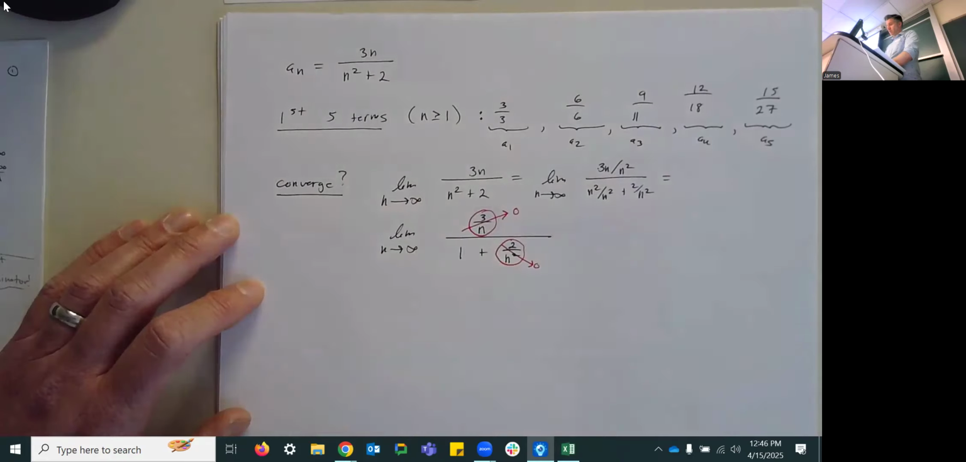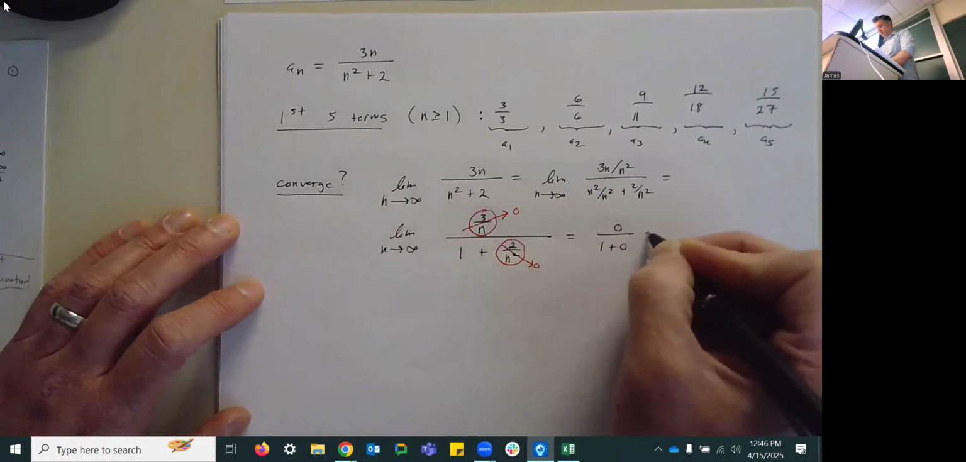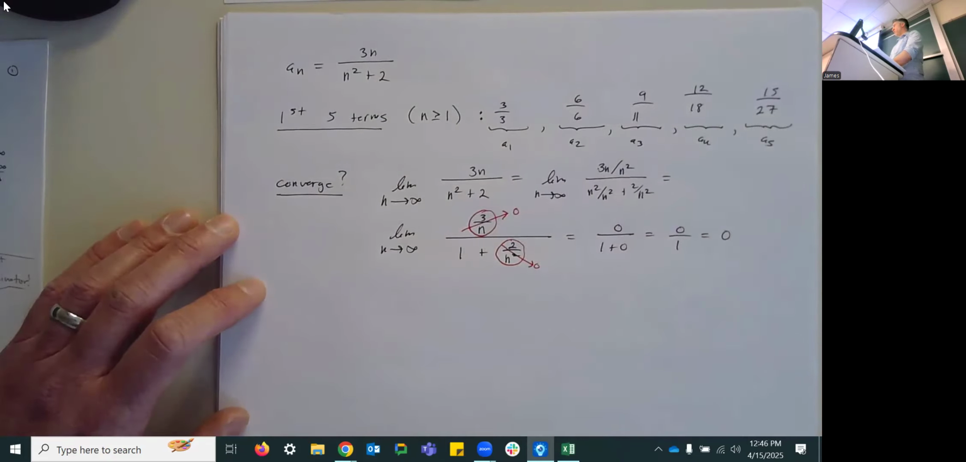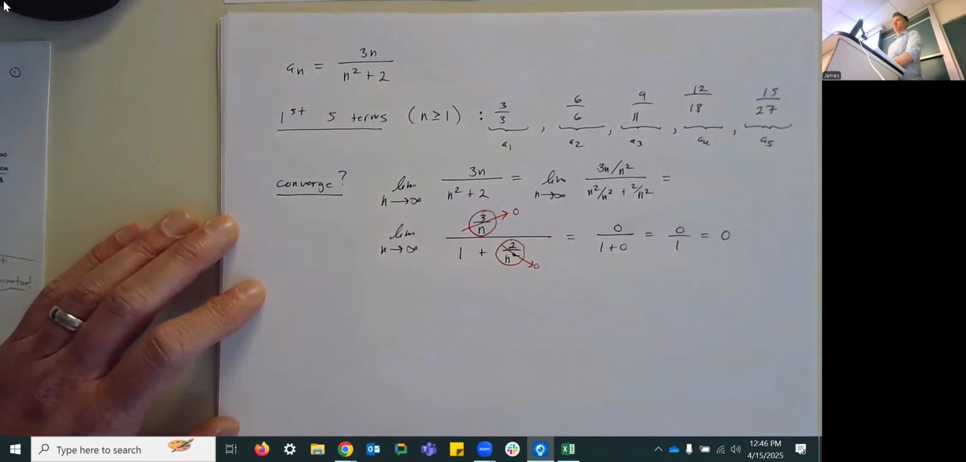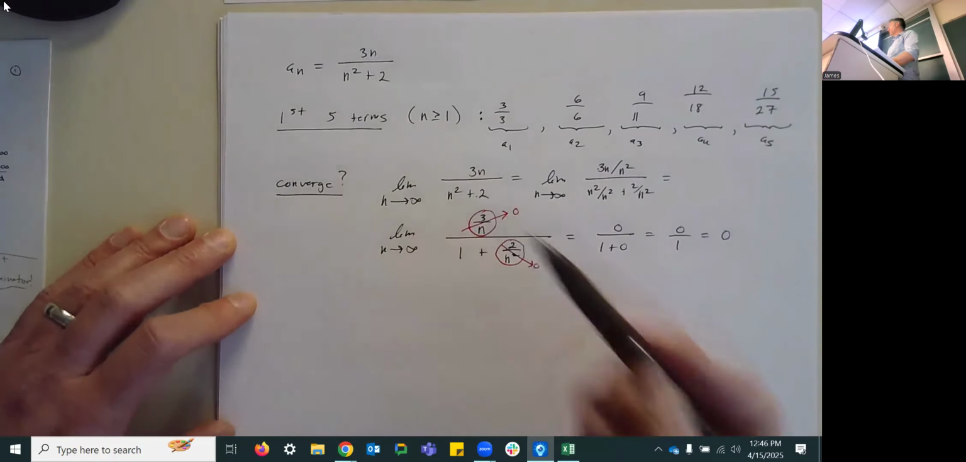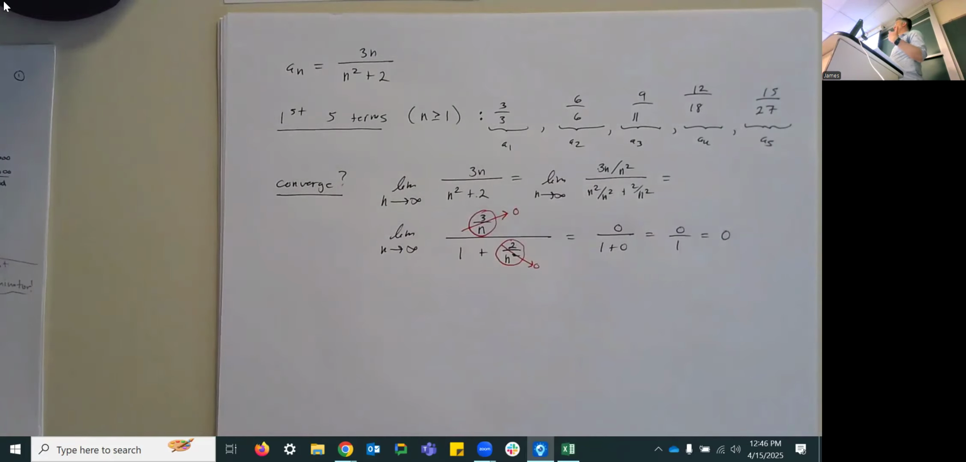So we have something that's equal to 0 divided by 1 plus 0, and 0 divided by not 0 is just 0. Right? 1 goes into 0 0 times. So even though both the numerator and the denominator are getting infinitely large, the denominator is getting larger much, much faster so that the overall fraction is reducing in size, getting smaller and smaller and smaller.